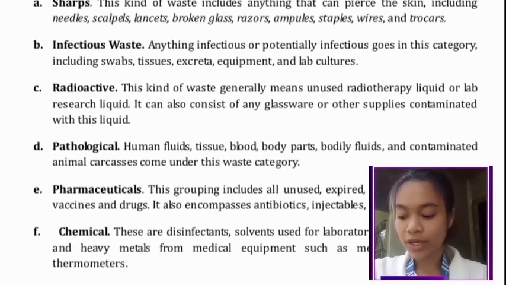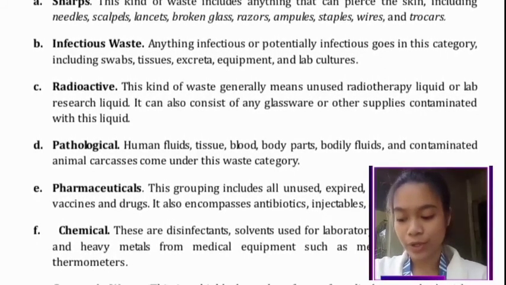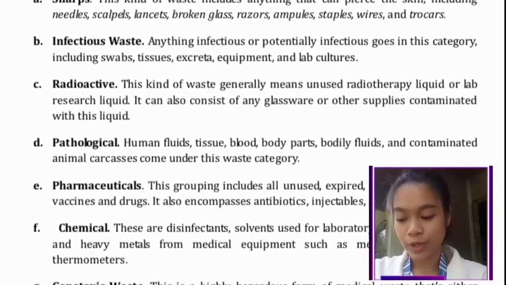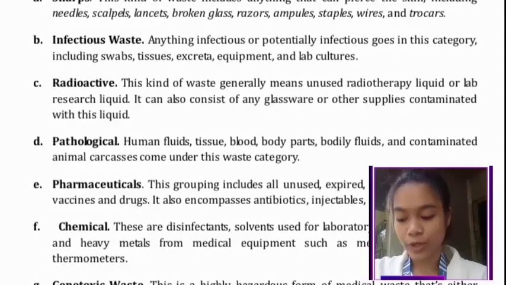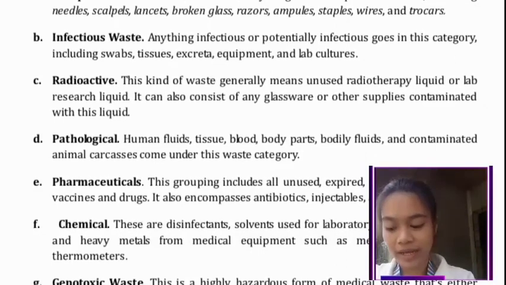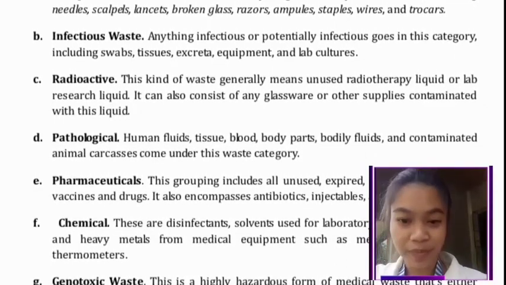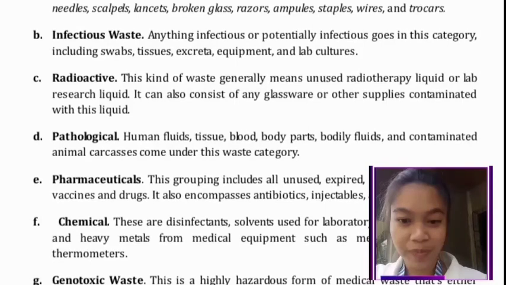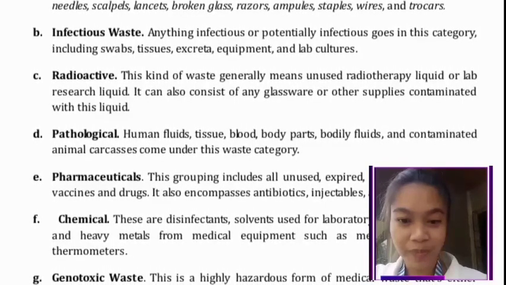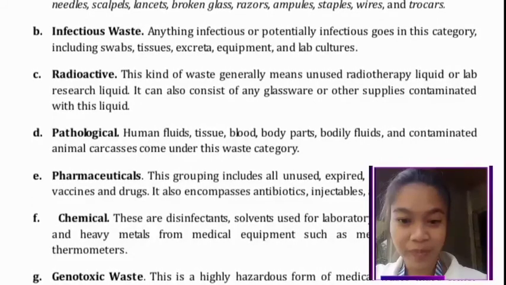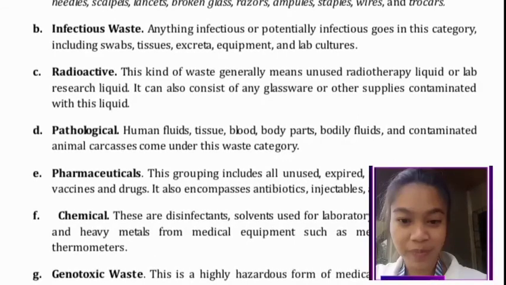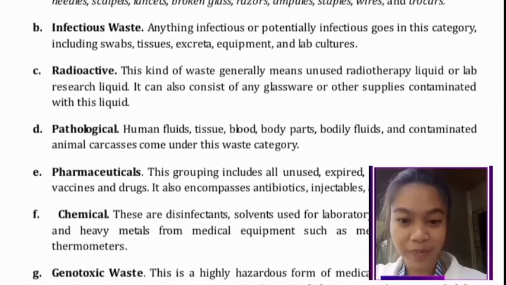Pathological waste. So, ito yung mga body parts na in-examine sa mga laboratories. Tulad nga nito is yung body parts nga, blood liquid. Pharmaceuticals. These groupings include all unused, expired, and or contaminated vaccines and drugs. It also encompasses antibiotics, injectables, and pills. So, pag sinabi naman po natin na pharmaceuticals, ito naman yung mga gamot na expired na o hindi na pwedeng gamitin.